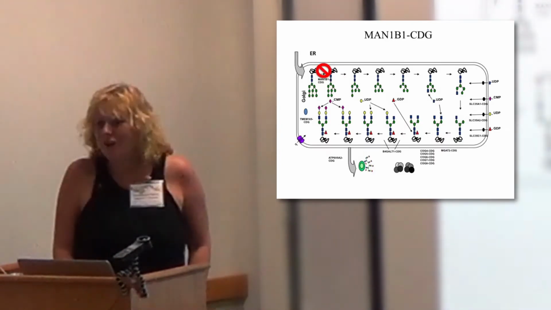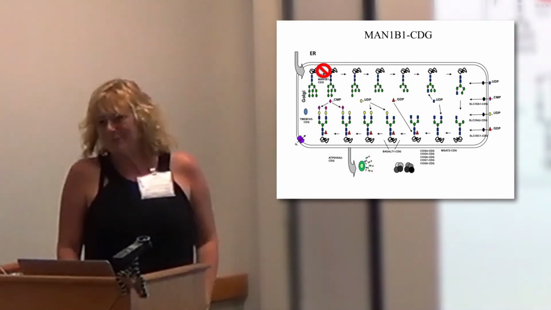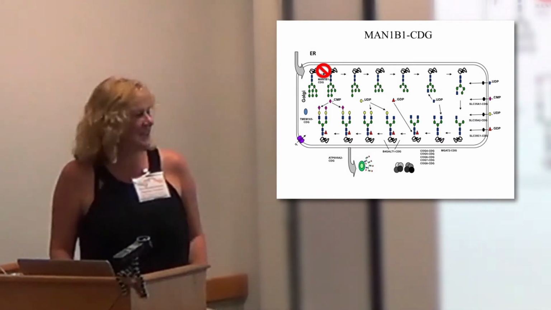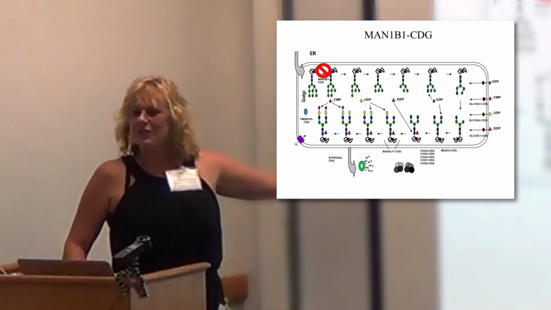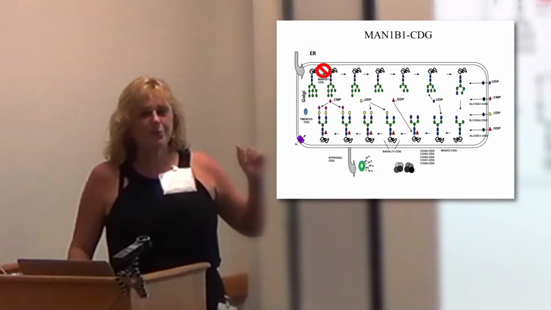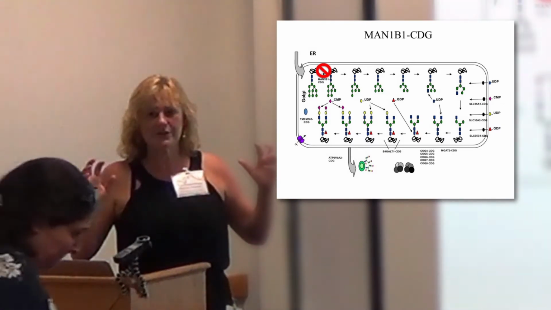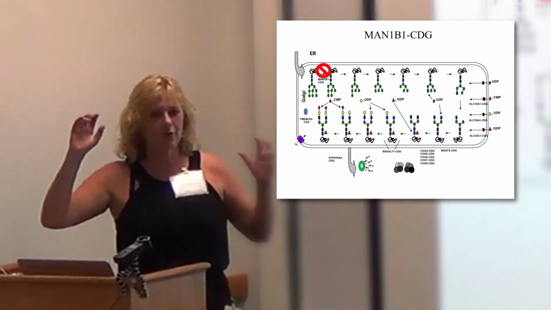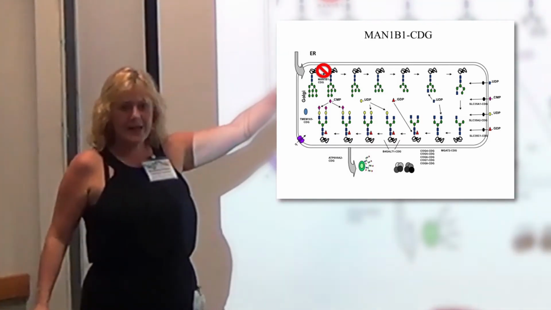Okay, now comes the most complicated one. And this is MAN1B1-CDG. Maybe this is not the most complicated, maybe the second most complicated. So this is a type 2 CDG. And type 2 means that it's not making the glycans properly. So you saw all these pictures and you saw how we are actually making the glycans. This is a next step.